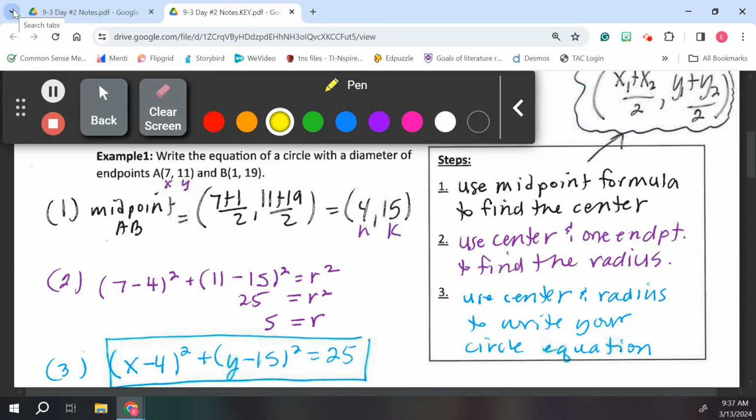Okay. So I do want to show you guys the key word here. The key word here is diameter. Diameter means that these are the two endpoints, and this is a chord that is going through the center. So the first step, as shown here, is to find the midpoint of this diameter AB. Remember, it doesn't matter what you decide is point 1 or point 2, just remain consistent and you should be fine. So 7 plus 1 gives me 8, 8 divided by 2 gives me 4. 11 plus 19 gives me 30, 30 divided by 2 leaves me with 15. So this is our center, this is our h, this is our k.